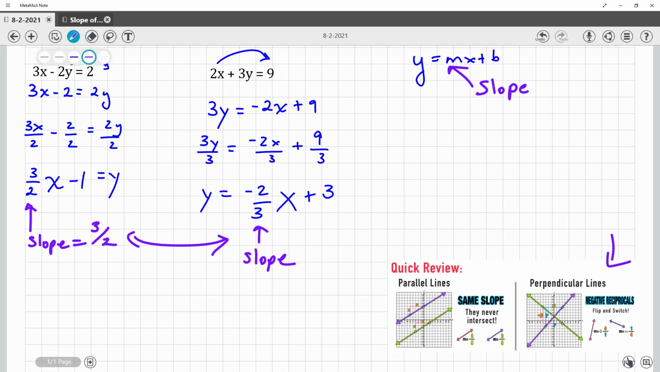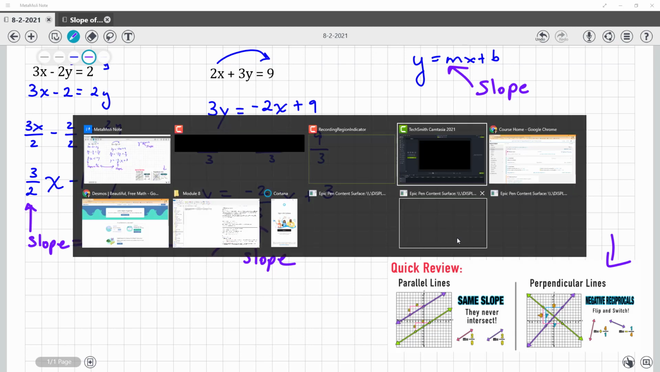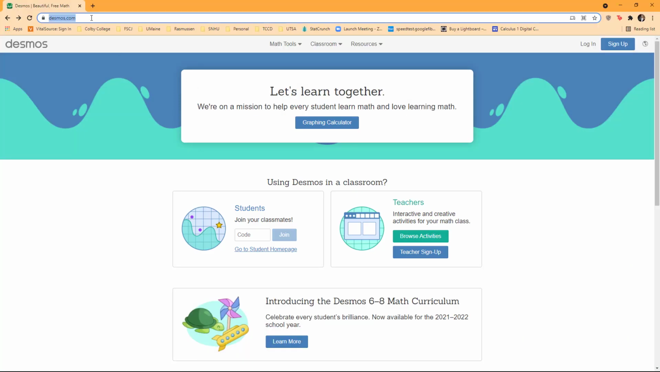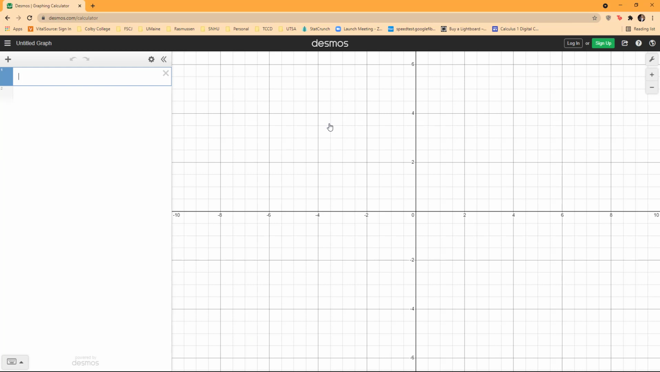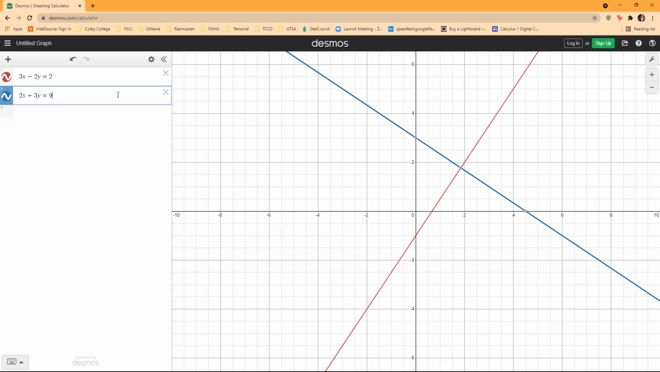Now, of course, we don't live in the 1900s, and you should get to a point where you find a good graphing calculator. And I will tell you, Desmos.com is a very good one. You can even put this as an app on your phones. Very good one. So if I go in here and I graph these two equations, the first one was 3x minus 2y equals 2. And then I add an expression, and I do 2x plus 3y equals 9.